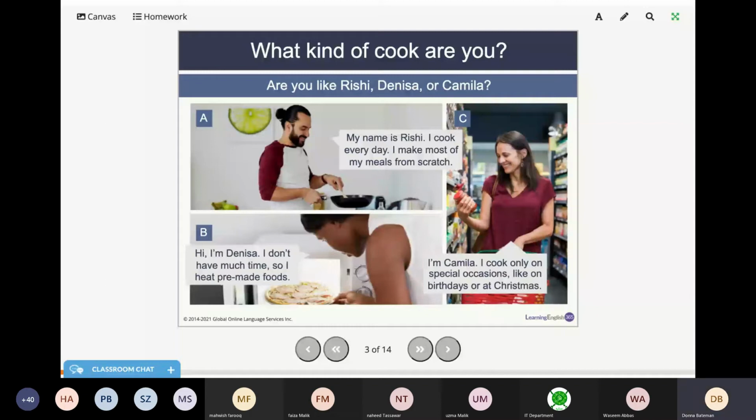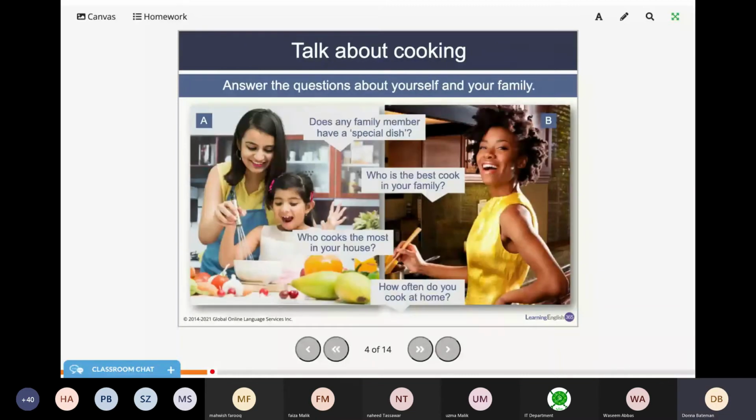So have a think about these questions and answer them with the people that you're sat with now. Does any family member have a special dish? That dish that, as I said, is the famous one in the family. Is it a special kind of meat dish or fish dish, or is it a dessert that everyone always hopes that person cooks if they go to their house for dinner?